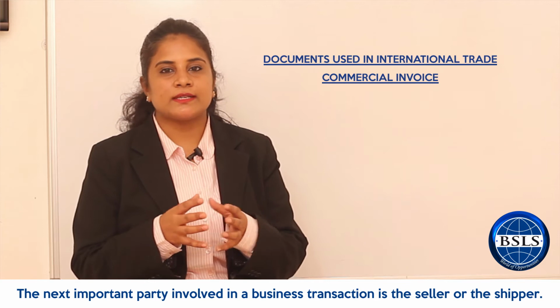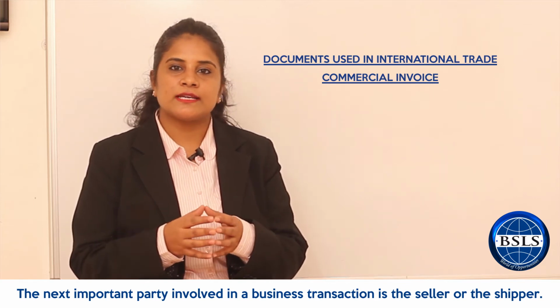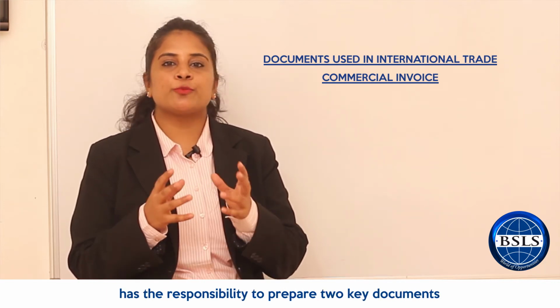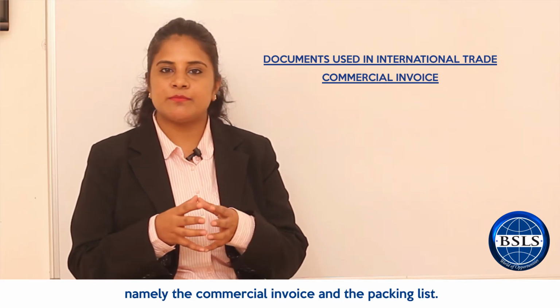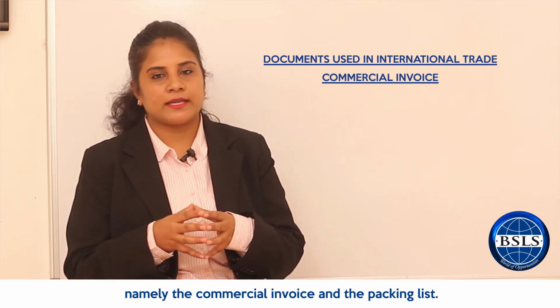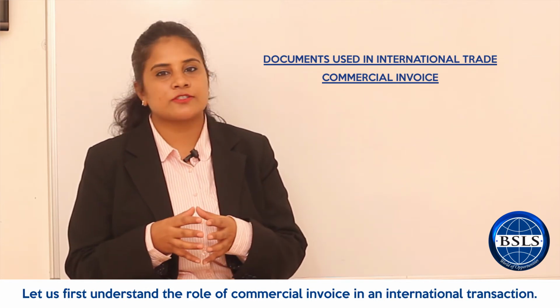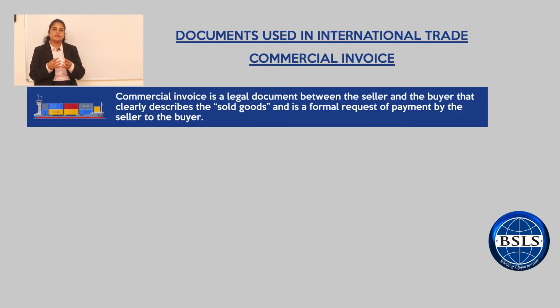The next important party involved in a business transaction is the seller or the shipper. In international trade, the seller or the shipper has the responsibility to prepare two key documents, namely the commercial invoice and the packing list. Let us first understand the role of the commercial invoice in an international transaction. A commercial invoice is a legal document between the seller and the buyer which clearly describes the goods sold. It also is a request from the seller for payment from the buyer.